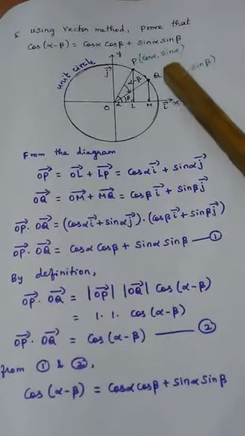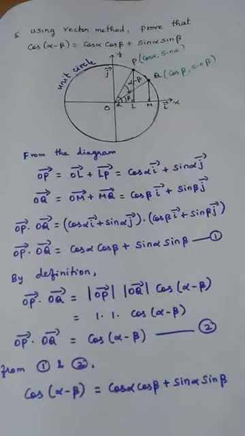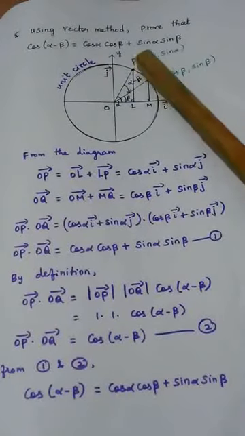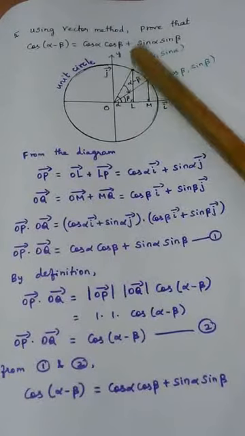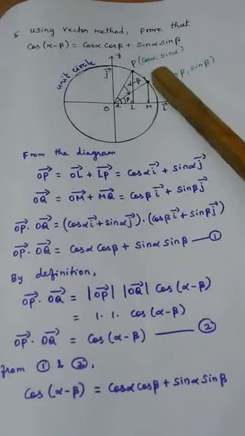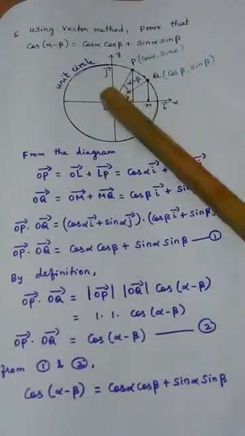First, we have to draw a unit circle, a circle of radius 1 unit. So this is a circle. Take two points P and Q on the unit circle. First you should understand the diagram carefully, then only you will be able to understand this problem.